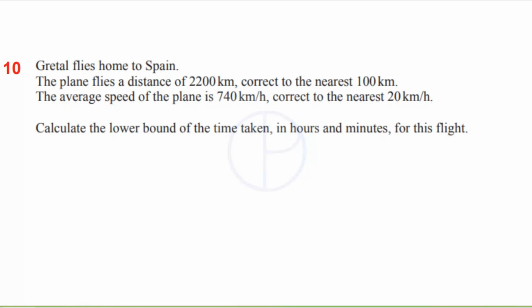The next question is, the plane flies a distance of 2200 kilometer, correct to the nearest 100 kilometer. So 100 divided by 2 is 50. So 2200 plus or minus 50. The average speed of the plane is 740, correct to the nearest 20 kilometers. So 20 divided by 2 is 10. So 740 plus or minus 10. Calculate the lower bound of the time taken.